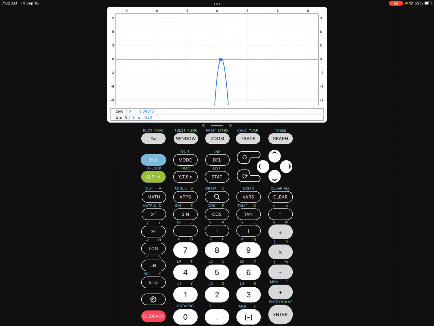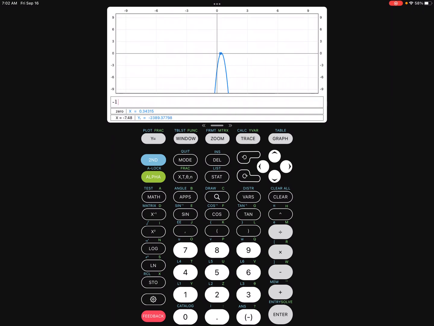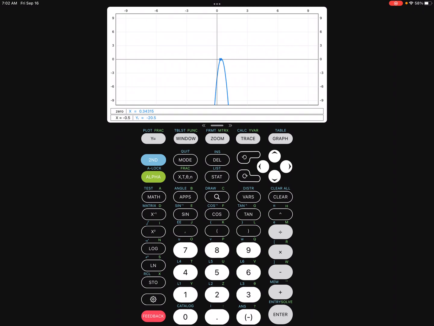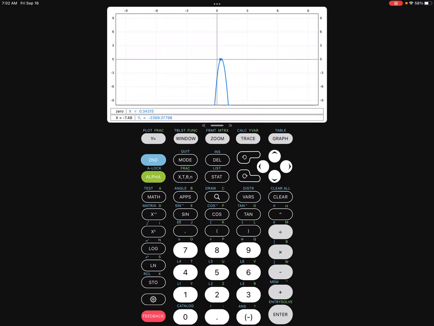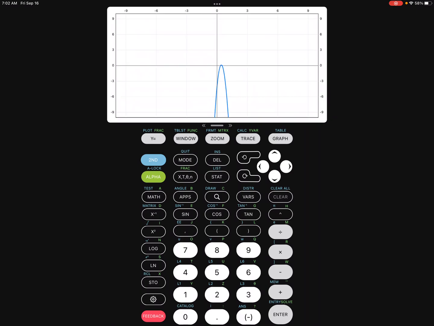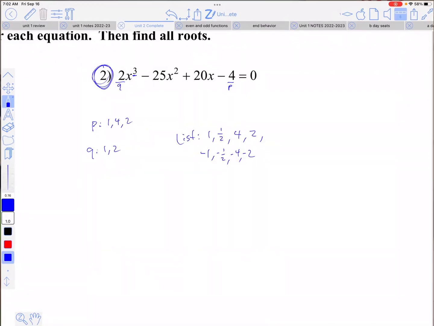It looks like it's pretty small. We know it's not negative, so I'm going to test negative 1/2. Oh, that did not work, right? Okay, trace, let's test 1. That did not work. Trace, where is it? Let's test 2, did not work. And let's look at our list again. All right.